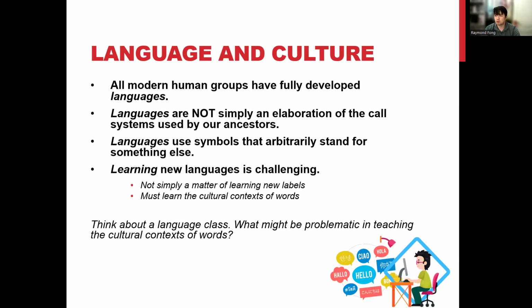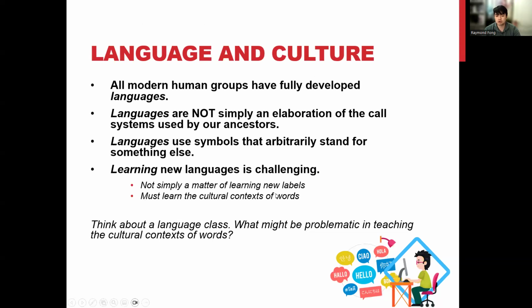We talked about that. The sounds and the words that we associate with certain meanings are all random, right? They're not necessarily tied to anything biological. So that goes on to say that learning a new language is not easy. And why is it not easy? It's not only learning definitions or new labels of certain words, but it's also learning what is appropriate depending on the cultural context.